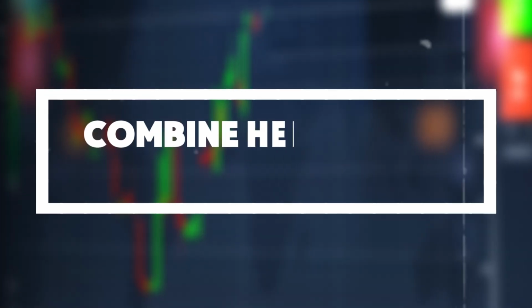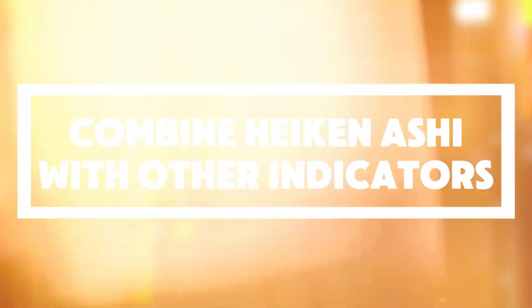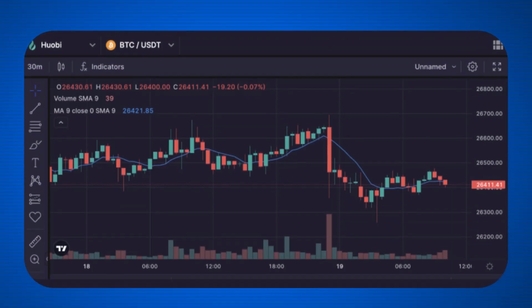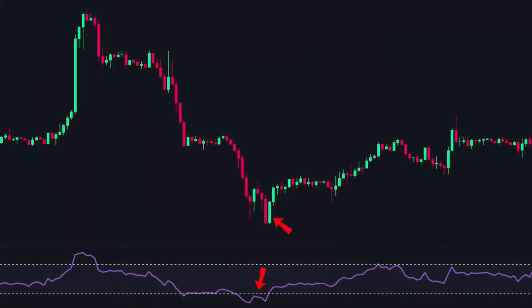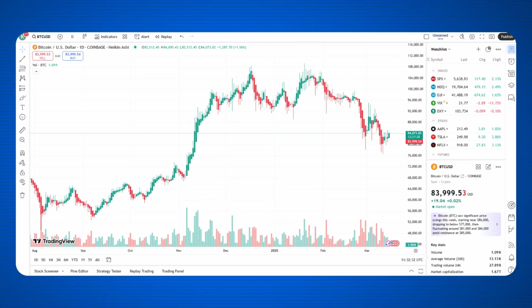Next, combine Keiken with other indicators. Tools like RSI or moving averages work beautifully here. For instance, if RSI shows oversold conditions and Keiken candles start turning green, you've got a strong signal for a potential reversal. Another pro tip, use wicks as clues.